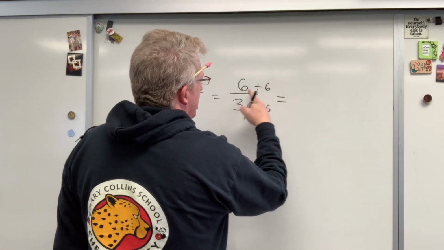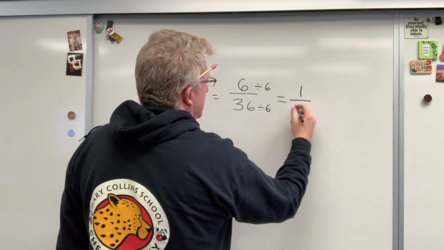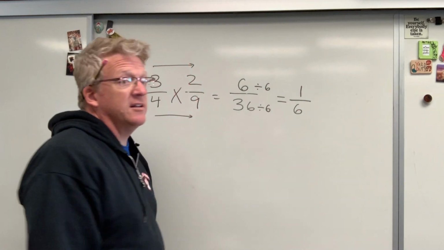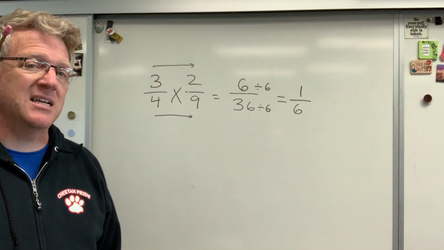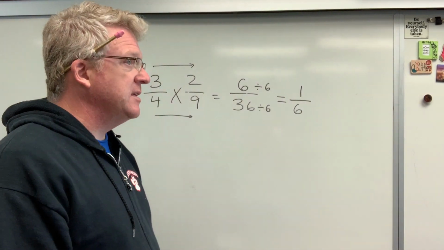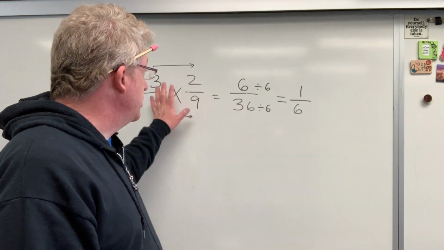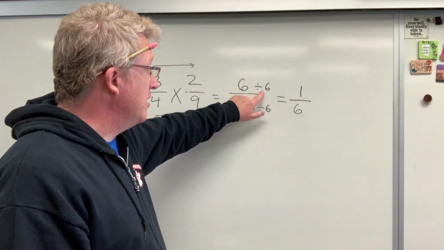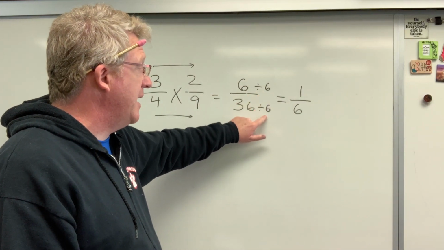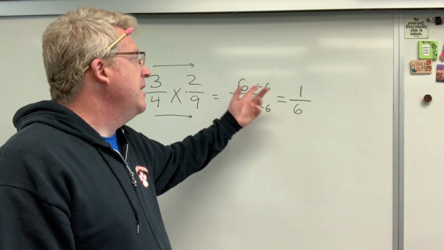And I end up with 6 divided by 6 is 1. 36 divided by 6 is 6. Your final answer should be 1/6 to get full credit. In order to get full credit for this problem, you're going to want to show me that you multiplied. I want to see what factor you're dividing by here to simplify it, and then I want to see your most simplified answer.